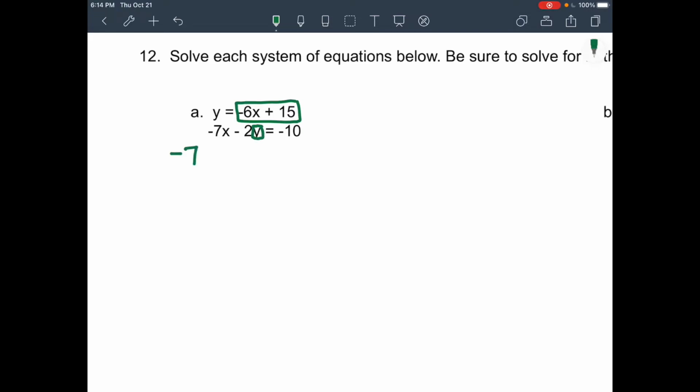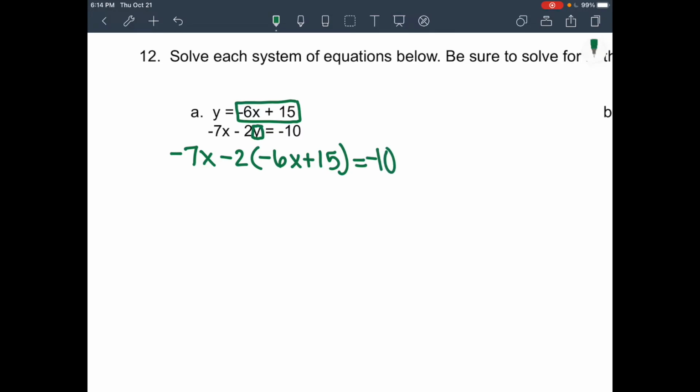So negative 7x minus 2 times the quantity. I'm going to put parentheses because this is more stuff than I had started with. I had y, that was only one letter, and now I'm replacing it with more stuff. So I'm going to put parentheses around it. And then I've replaced y with negative 6x plus 15, and then I continue on with the equation that was originally there, which equals negative 10.